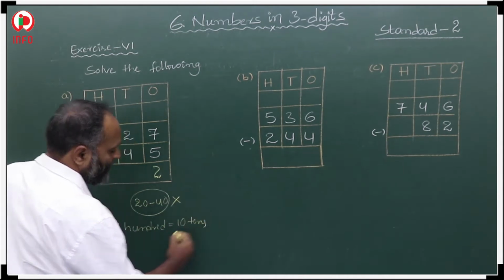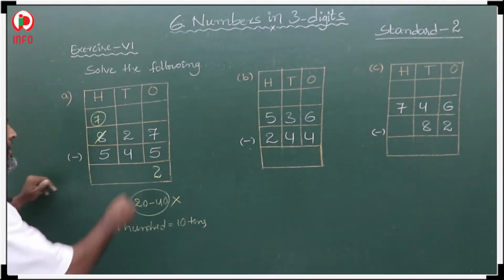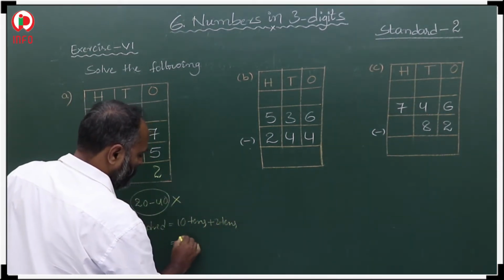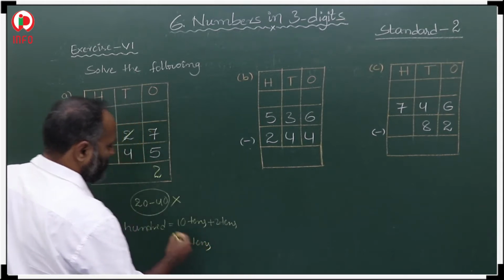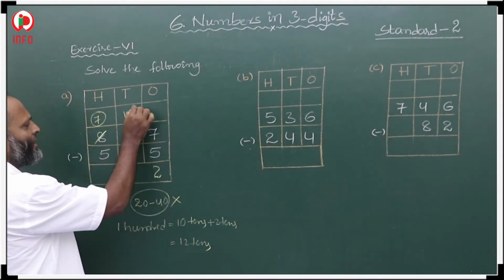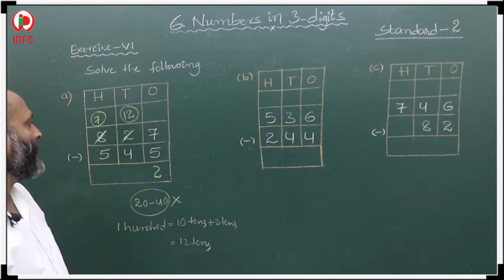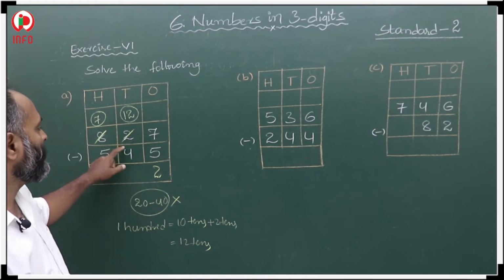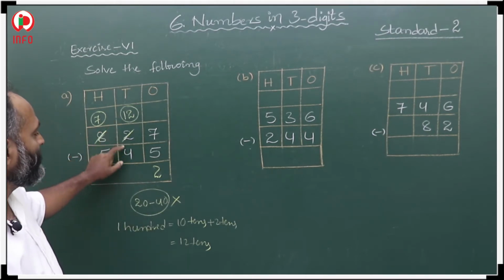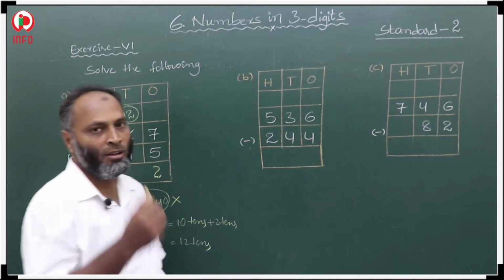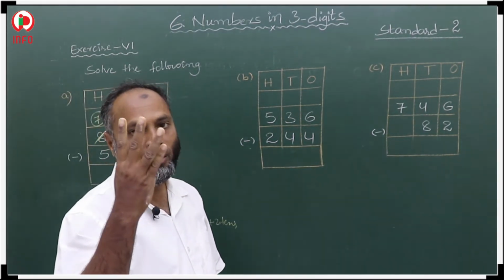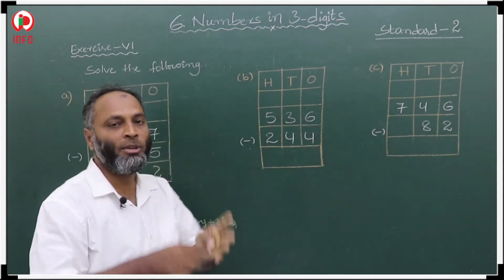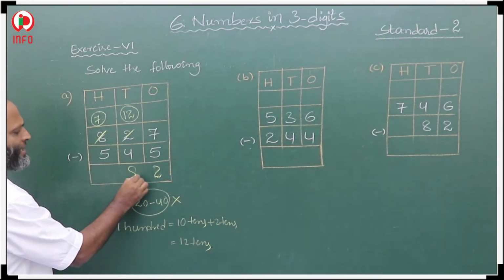10 tens plus the 2 tens, 10 plus 2, is 12 tens. So in the tens place you get 12 minus 4. How do we count this? From 5 to 12 we have to count: 5, 6, 7, 8, 9, 10, 11, 12. How many fingers? 8. It means 12 minus 4 is 8.